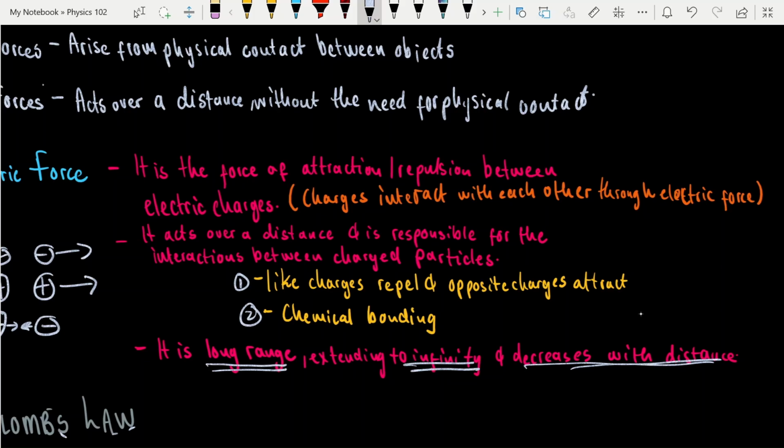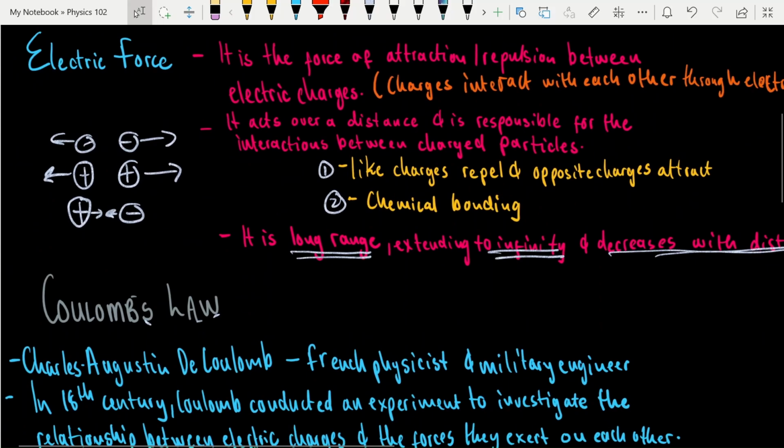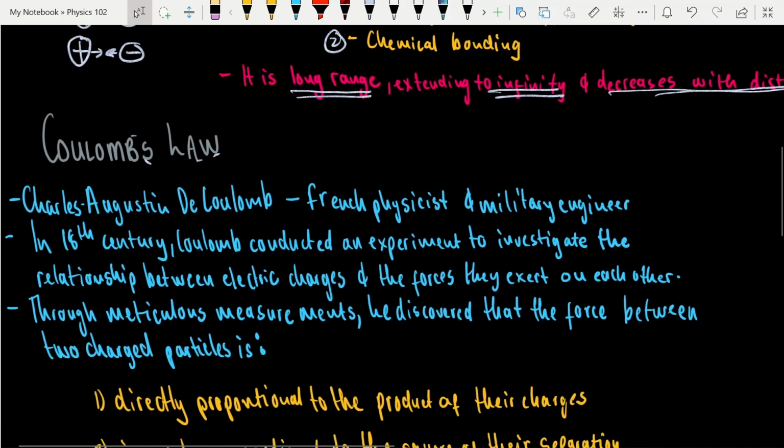When we say it extends to infinity, we are saying it is always there between any two charged particles wherever they are. But because it decreases with distance, according to Coulomb, which we're going to see just now, when the charged particles have been separated by a certain distance, it becomes negligible. It's so small, okay? So never forget that. But it is always there. It extends to infinity, but it decreases with distance.